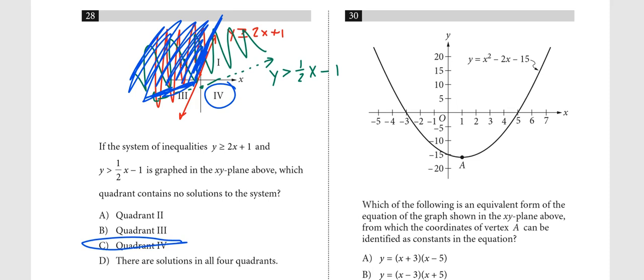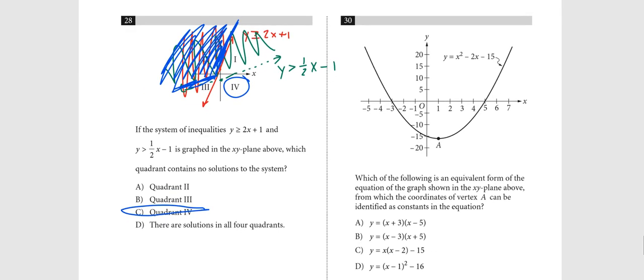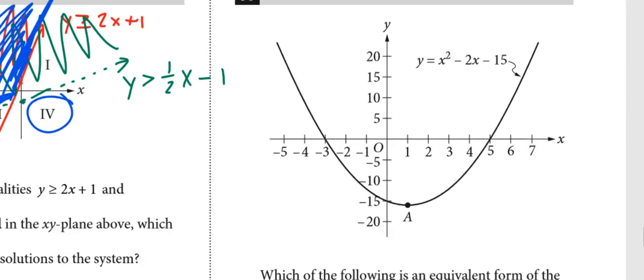Okay, we'll make 30 our last question here. Which of the following is an equivalent form of the equation in the xy plane from which the coordinates of the vertex? It's extremely important that you understand which form they're asking me. Because I know another one of these forms of this equation that would be useful, but not in this question. They want the one that identifies the vertex.